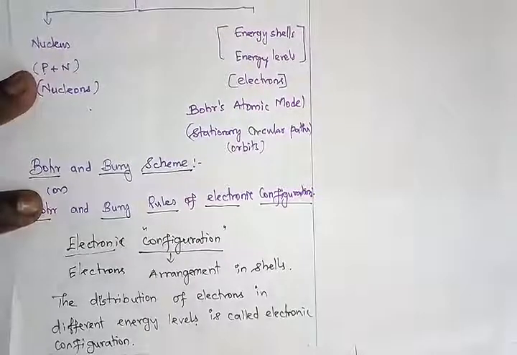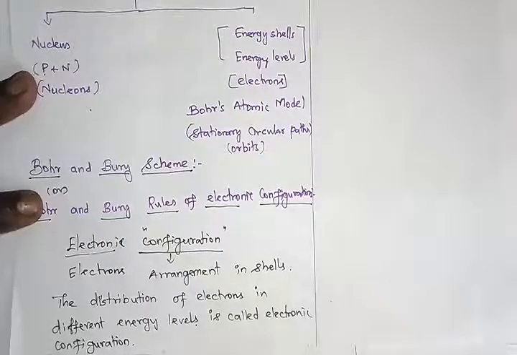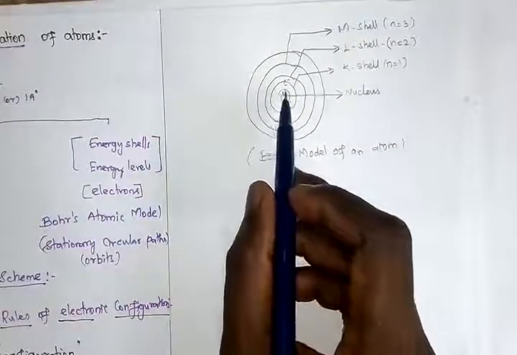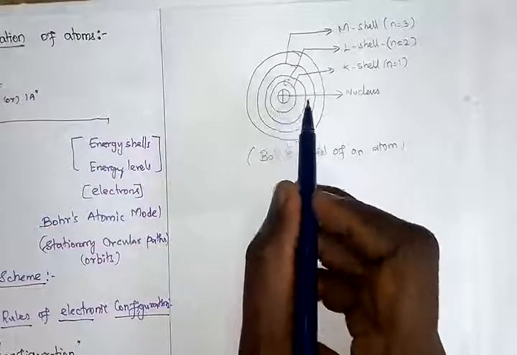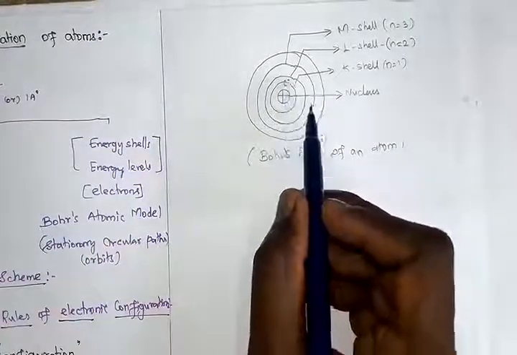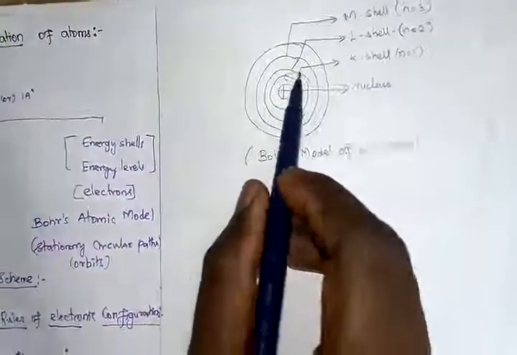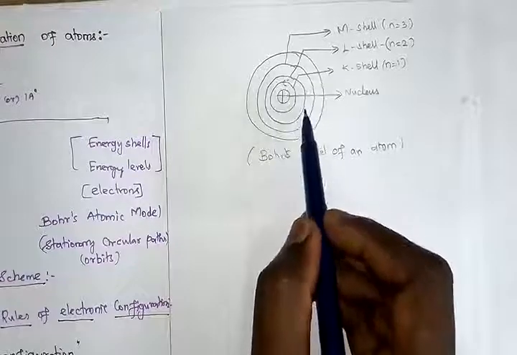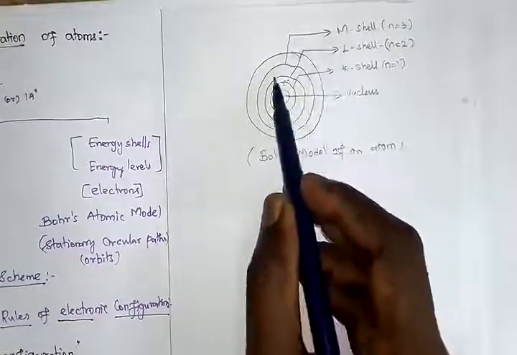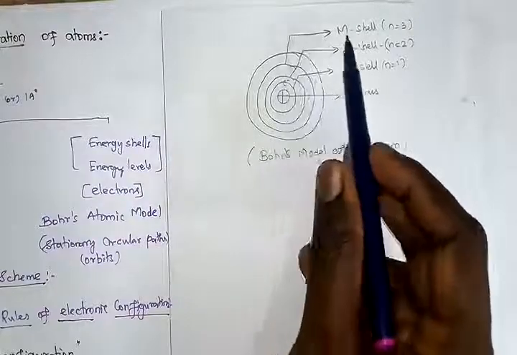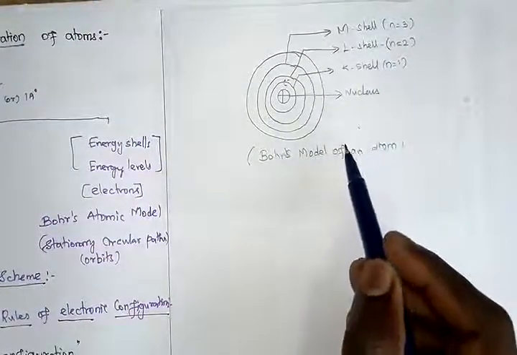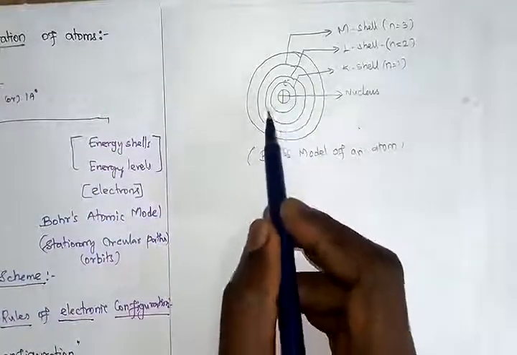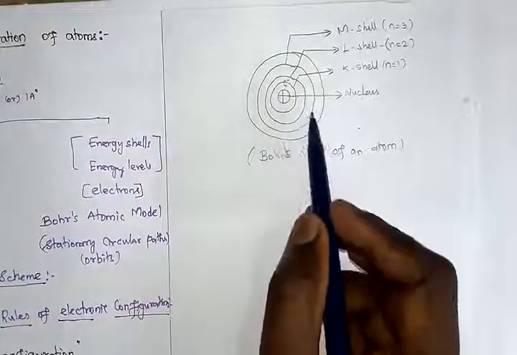Let us have a small recap on Bohr's model of an atom. In this model, Bohr said that the nucleus is at the center and the electrons are revolving in the stationary circular paths. He called them shells or energy levels. The one which is very close to the nucleus is called the K shell. A little bit farther away is the L shell. Another one is the M shell, N shell, and so on. We have an infinite number of shells in an atom. This is the shell arrangement.